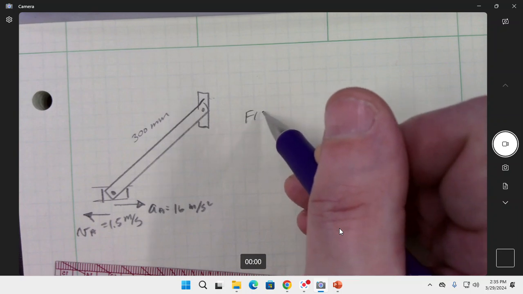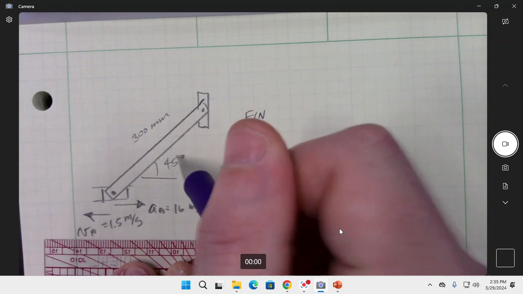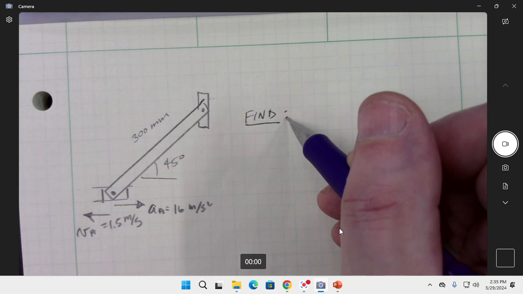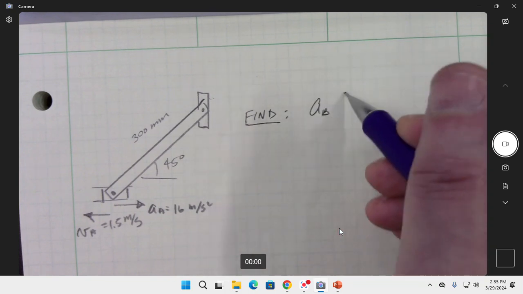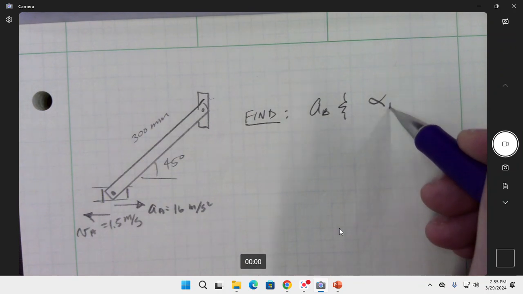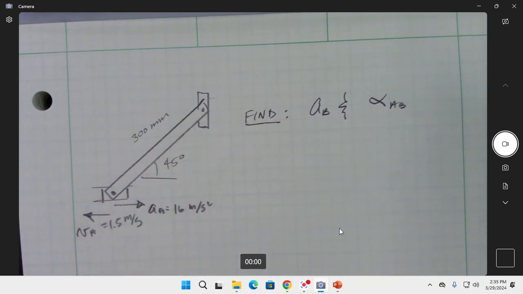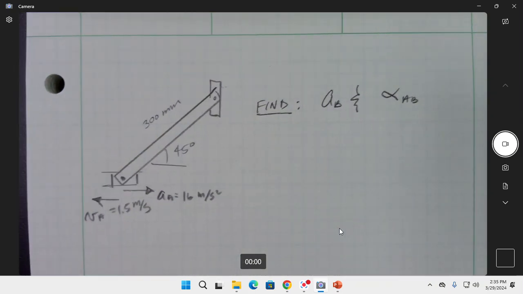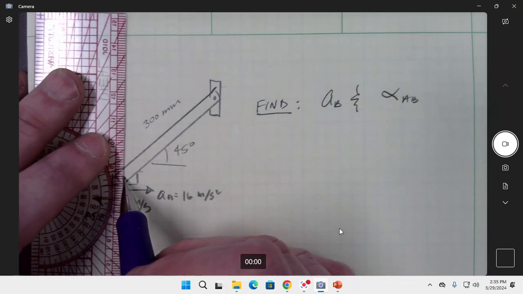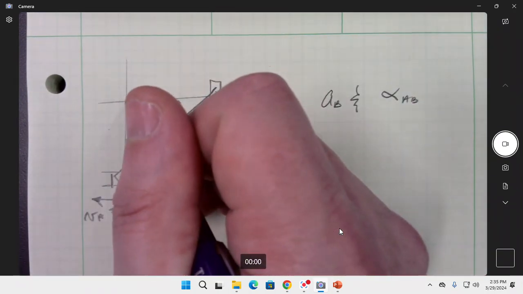What are we trying to do here? Find, I didn't measure, this was 45 degrees. Find AB and alpha AB. All right, so you need to know the angular velocity of it first. Find that fairly quickly, doing the ICR.